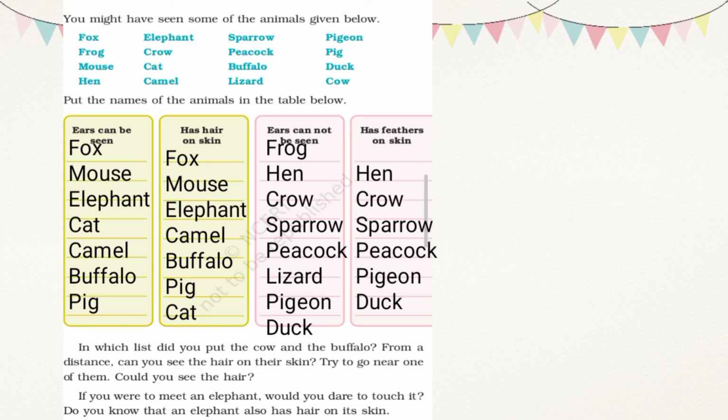In which list did you put the cow and the buffalo? From a distance, can you see the hair on their skin? Try to go near them. Could you see the hair? Yes, we can see it on the buffalo and cow when you go near to them.